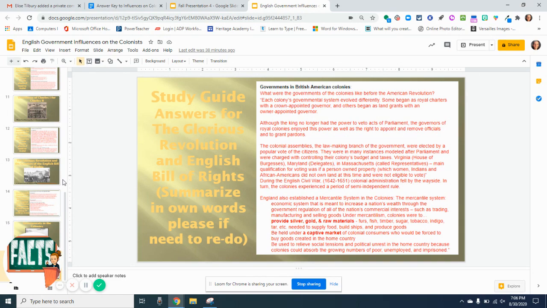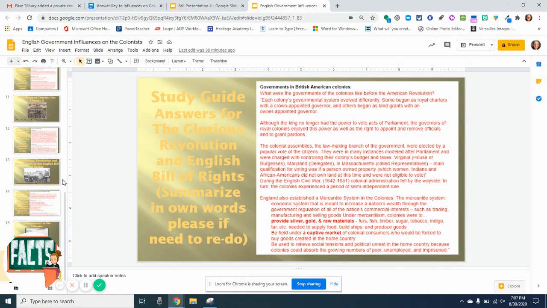Some began as royal charters with a crown-appointed governor, while others began as land grants with an owner-appointed governor. So nobles could buy land in the New World and establish a governor of their own. Although the king no longer had the power to veto acts of parliament, the governors of the royal colonies enjoyed this power, as well as the rights to appoint and remove officials and grant pardons.